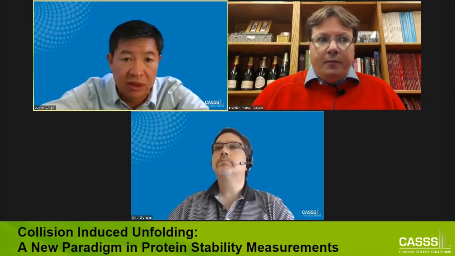I think you addressed the difference between proving gas phase and solution phase. So we'll go to the next question, which is, do you observe differences in CIU fingerprints for the same sample in different mobility platforms? For example, DT versus TWIMS.